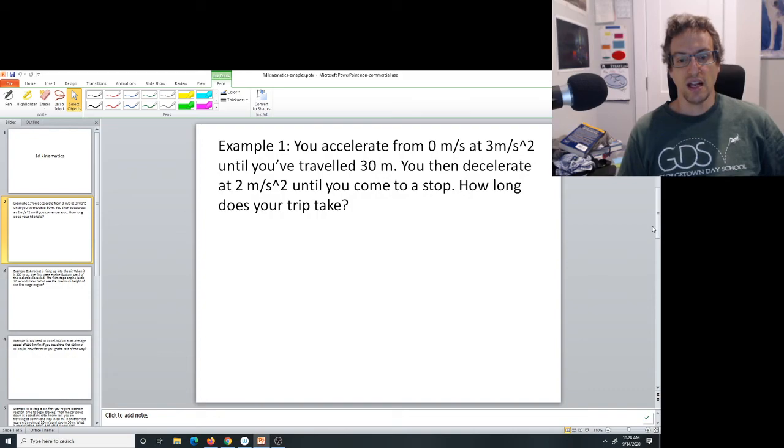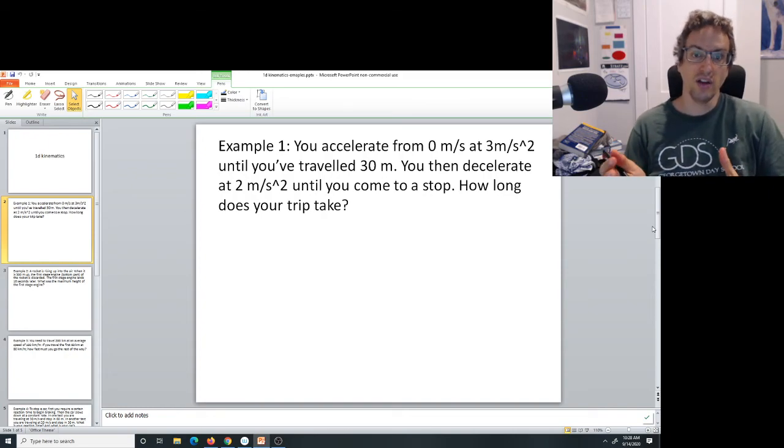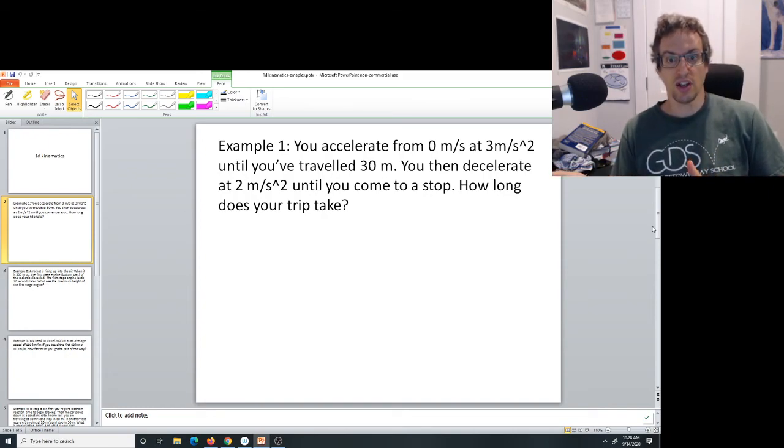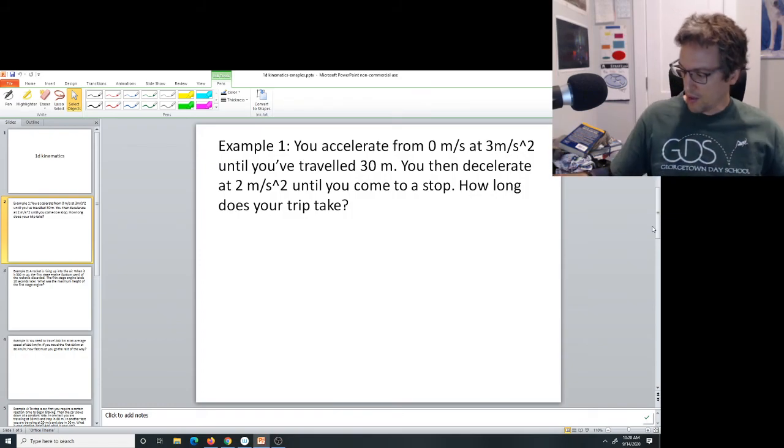The answer is that it changes it a bit, in the sense that we can't solve the whole problem at once because we have two different accelerations. But the acceleration is constant, 3 meters per second squared, for the first 30 meters. Then it's 2 meters per second squared, constant until it comes to a stop. So we can just do it as two different problems, essentially.